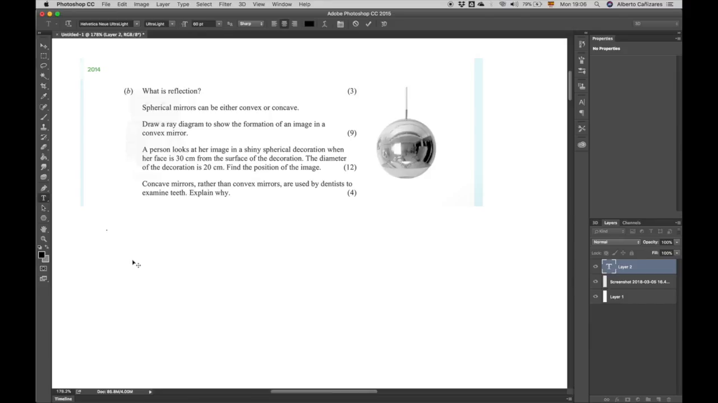So what is reflection, right? When you see yourself in a mirror, what do you see? So what is reflection? When you see yourself in a mirror, what is actually happening?